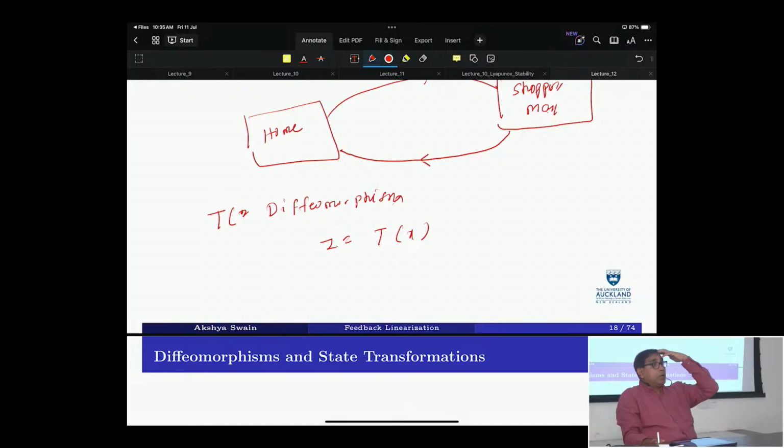Not in biometrics, because there the transformation which you are using should not have an inverse, otherwise people will catch it, people will know it. Nonlinear transformation, that is a different issue. Okay.